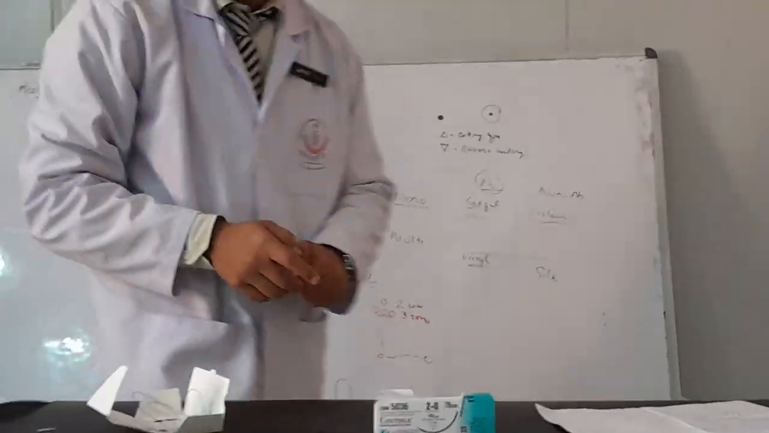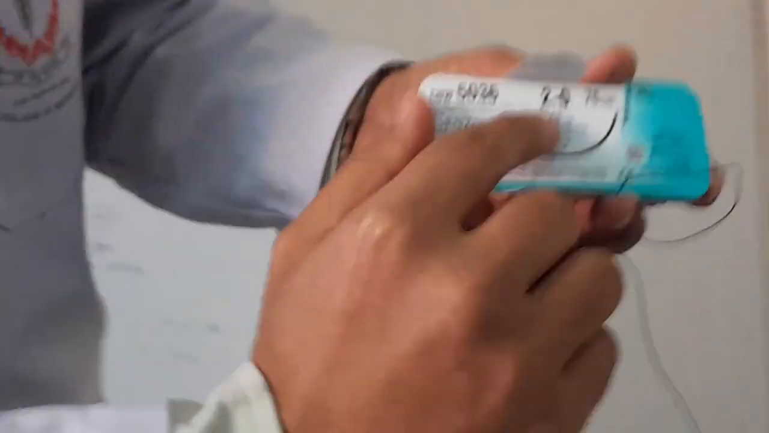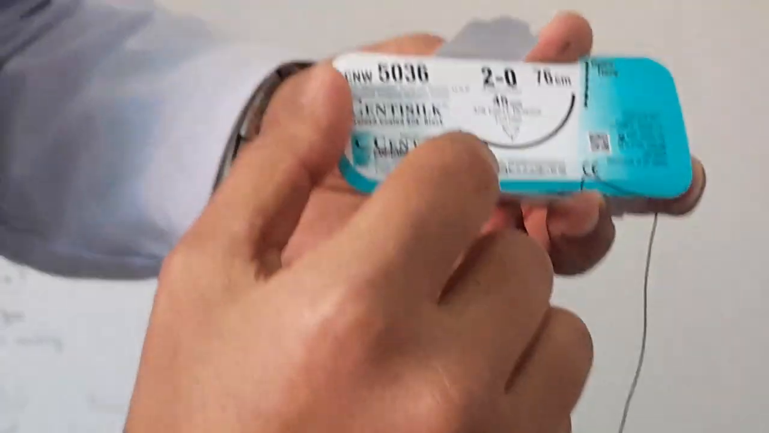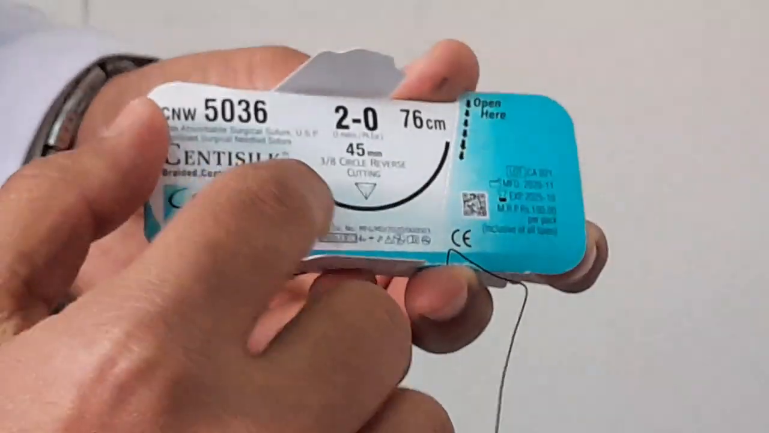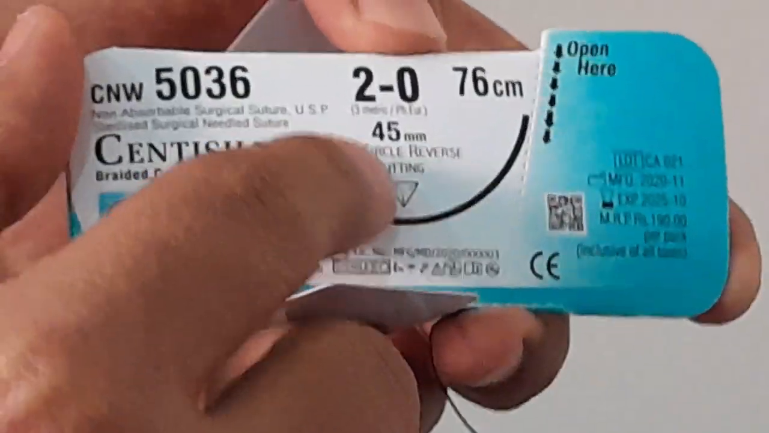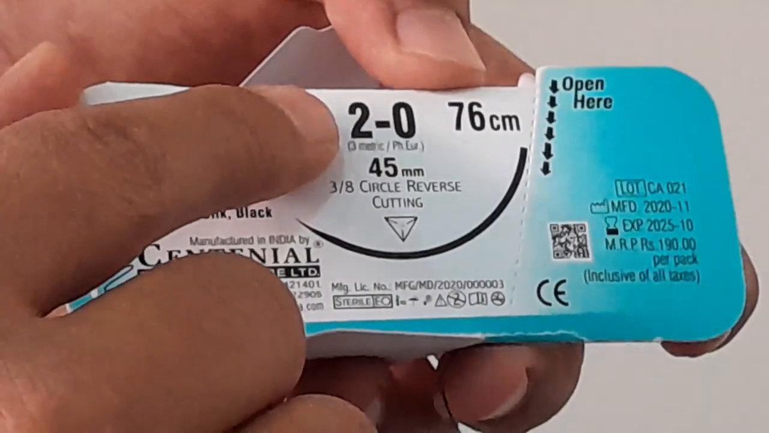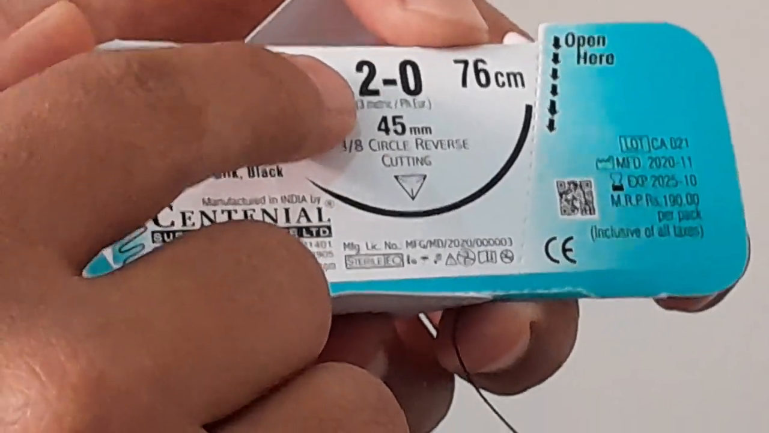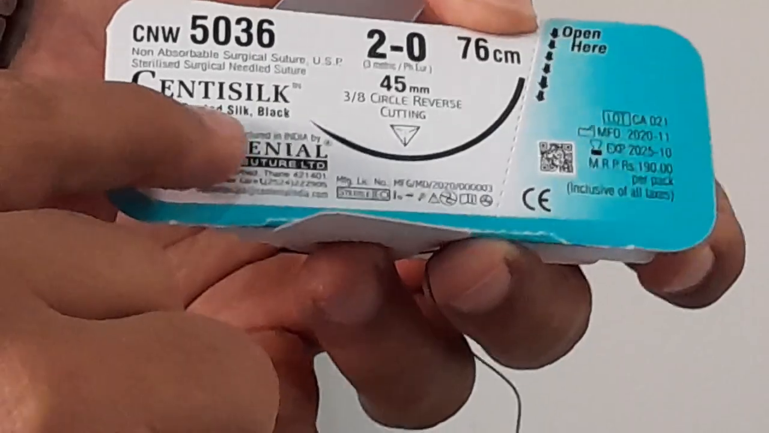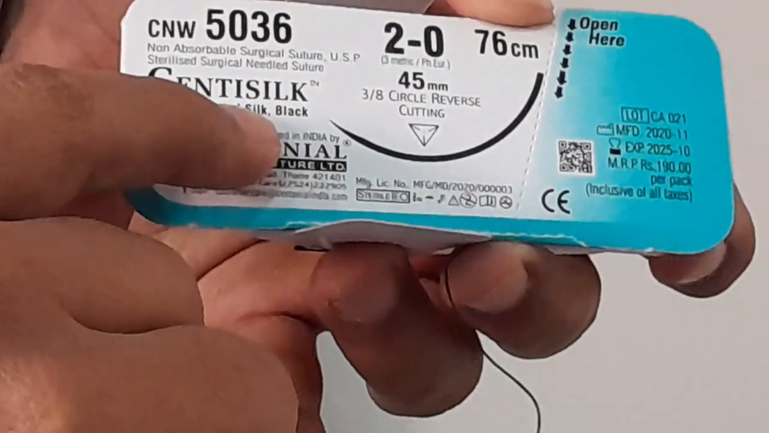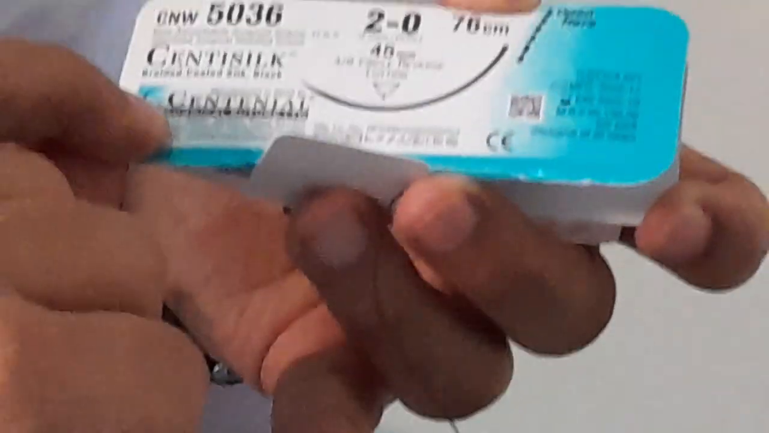In this way, where we were, we were here. You see here, this is 45 mm, which is the length of this suture needle, and it is 3/8. I have already mentioned it is 3/8 part of a circle. You see it is a triangular reverse cutting type, and it is 20, which means the size of the suture has been shown here. Now you see it is braided, which means it is multifilament, and it is coated silk. It is made up of silk, and most silk sutures are black in color. So these are the information available here.